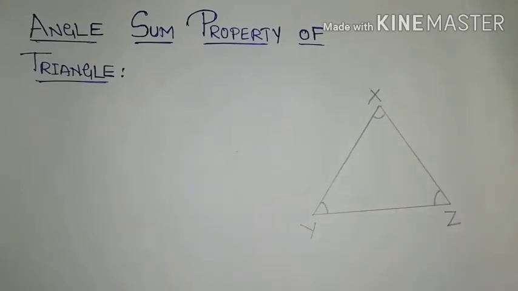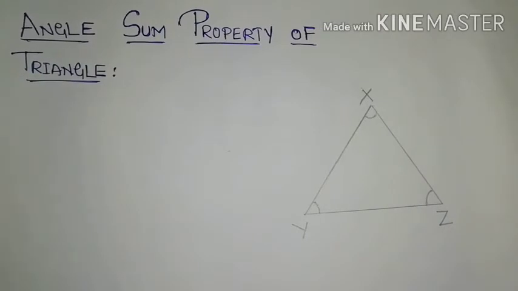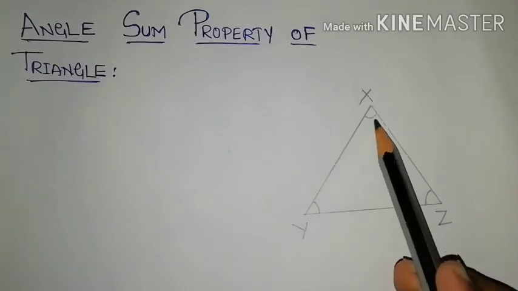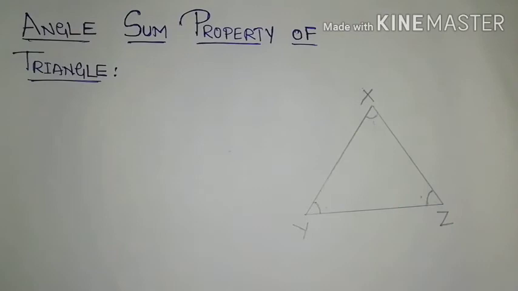So now the angle sum property of the triangle says that the sum of all the three angles of the triangle, that is angle X plus angle Y plus angle Z, is equal to 180 degrees. So write down the statement of the theorem.